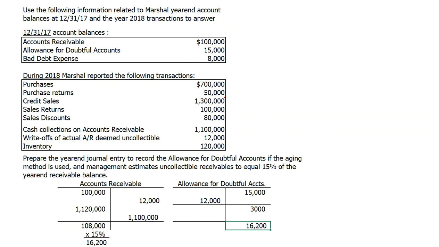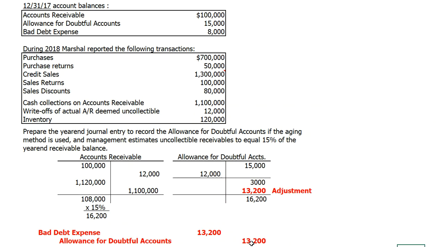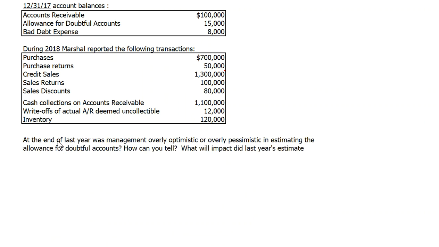So we simply multiply the $108,000 by 15%, and we get an estimated allowance of $16,200. That's what we want for our ending balance in the allowance for doubtful accounts, and we can see that requires an adjusting entry then of $13,200. So we credit the allowance for doubtful accounts for $13,200, and we record an expense of $13,200.